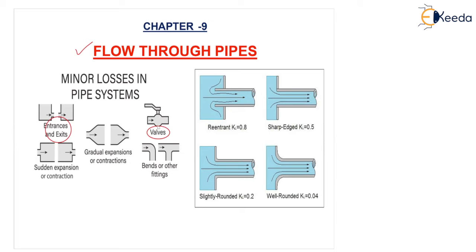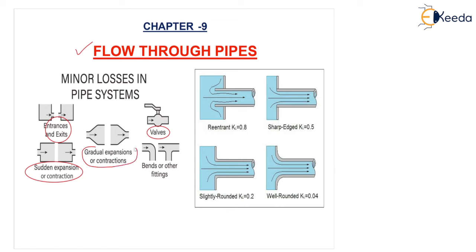Then there are the fitting losses, actually valves. On the valves also, when the water is passing through the valve, there is head loss. Head loss means loss of energy per unit weight. Sudden expansion or contraction: whenever there is a sudden contraction or expansion of the pipe, then also there will be a head loss.